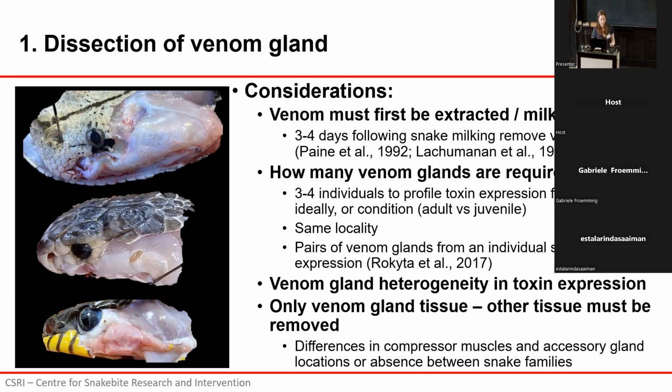And there's the accessory gland, which in itself is quite interesting. And so we usually dissect that separately and do transcriptomics on that separately because it is a separate gland and not producing all of the toxins that a venom gland is.